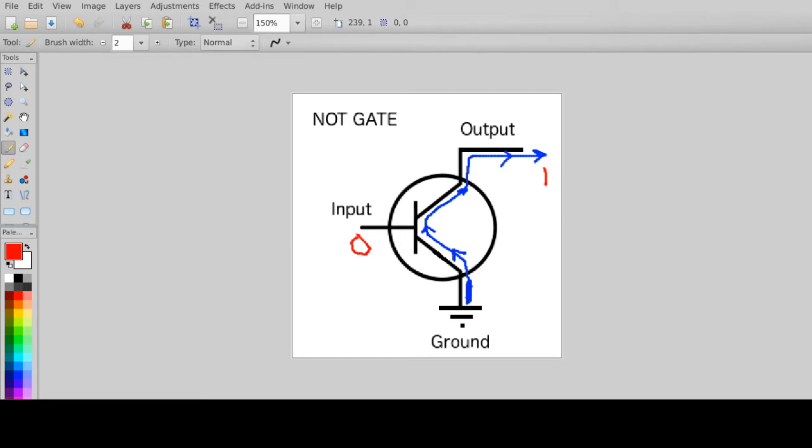All right, so in summary, what you're getting is, if you don't apply anything to the input, then you get electricity coming out of the output. If you do apply electricity to the input, then you don't get any electricity coming out. And ta-da, your single transistor is basically converting a 0 into a 1 and a 1 into a 0. Okay, so a NOT gate can be made out of a single transistor.